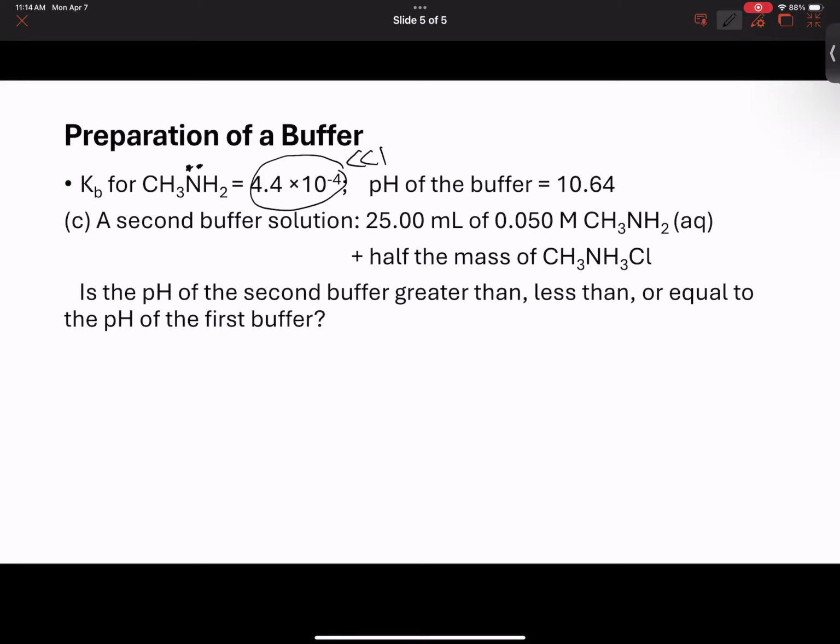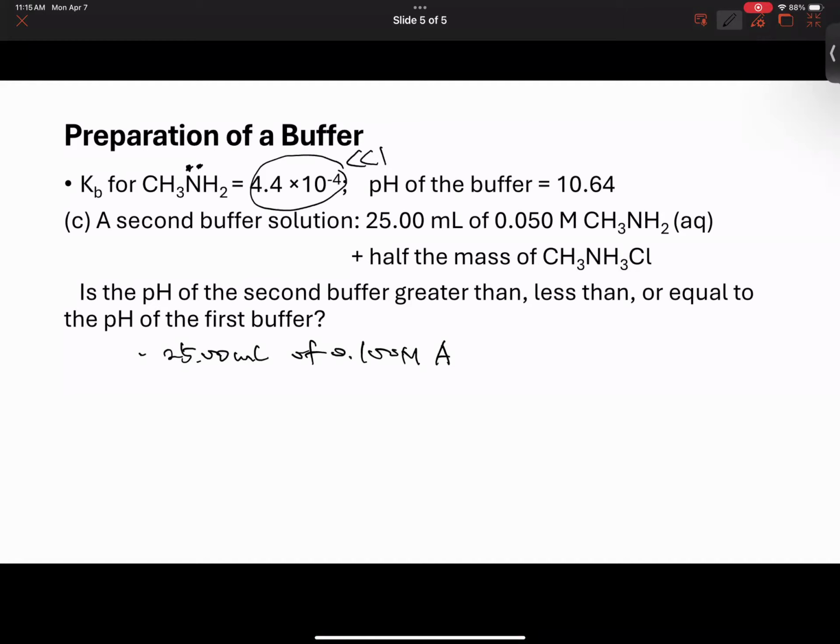Now a student prepares a second buffer. In this case, the amount of the base and the amount of salt is now cut down to half. Is the pH of the second buffer greater than, less than, or equal to the pH of the first buffer? First, in this case, remember the amount of the base, like 25 initially, 25 mL of 0.100 molarity of the conjugate acid.